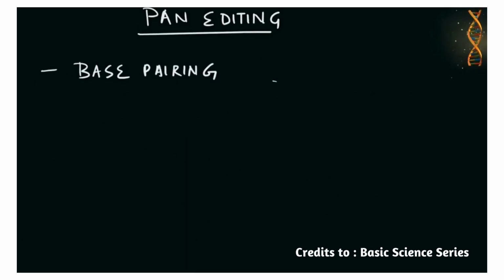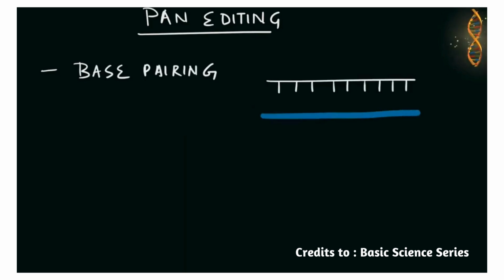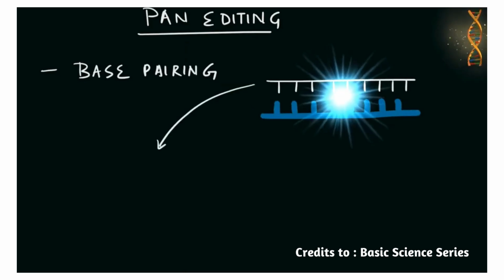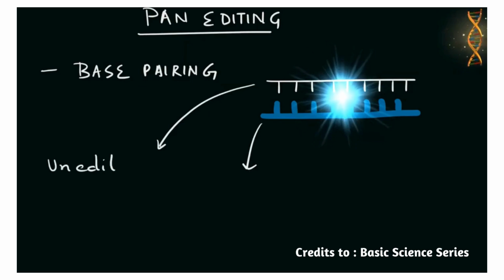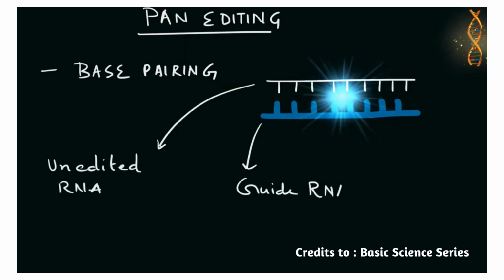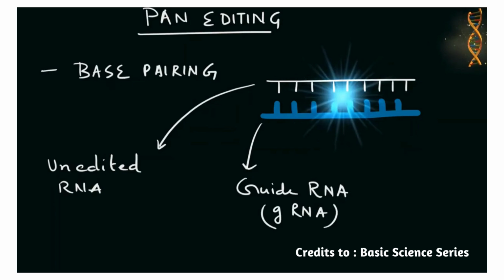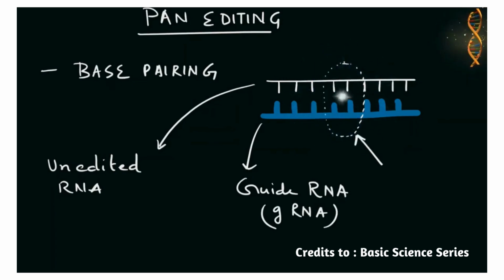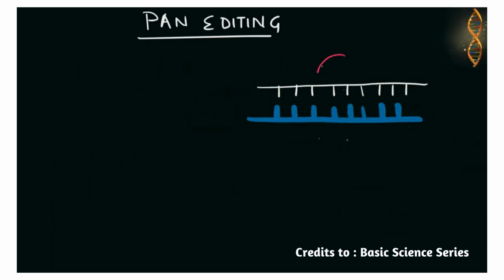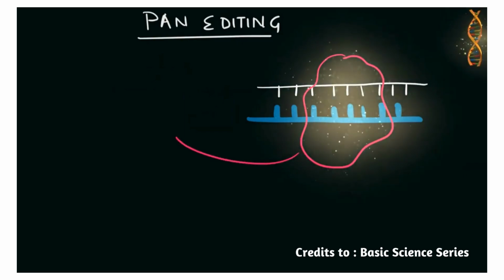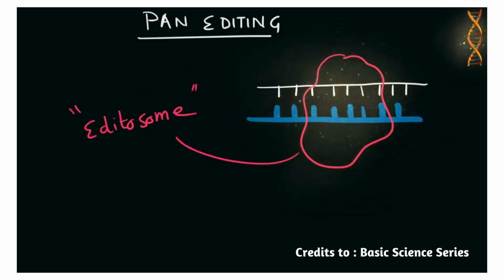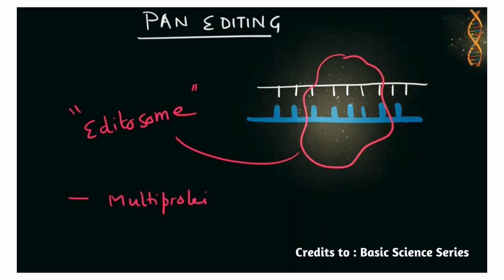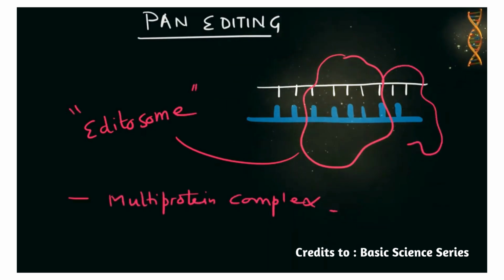Pan editing starts with the base pairing of the unedited primary transcript with a guide RNA or gRNA, which contains complementary sequences to the region around the insertion or deletion points. After that, the newly formed double-stranded region is then enveloped by an editosome, a large protein complex that catalyzes the editing.